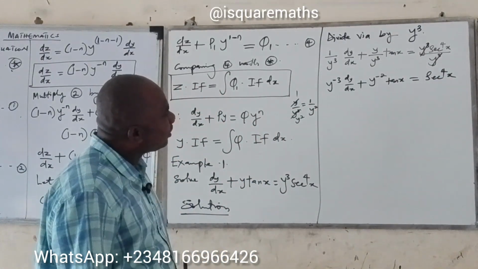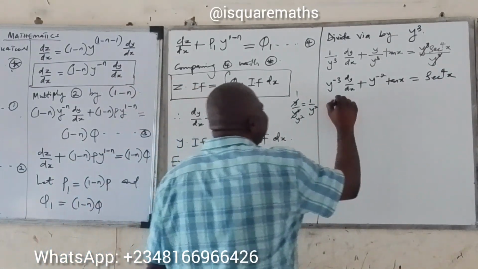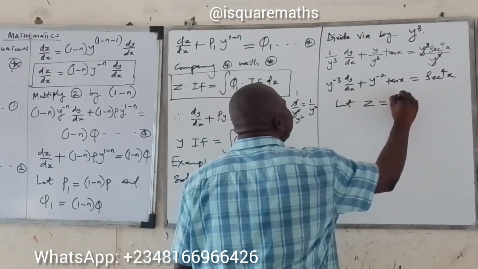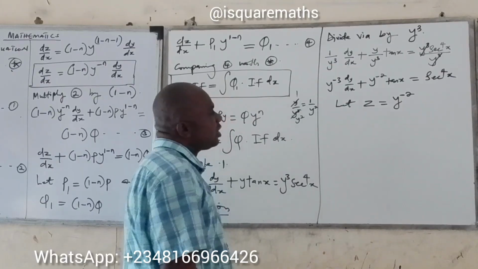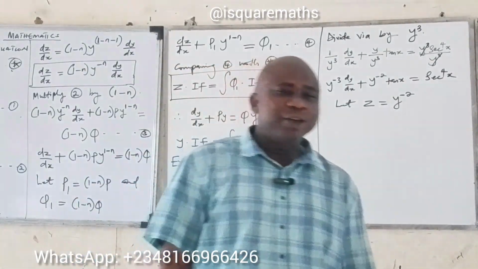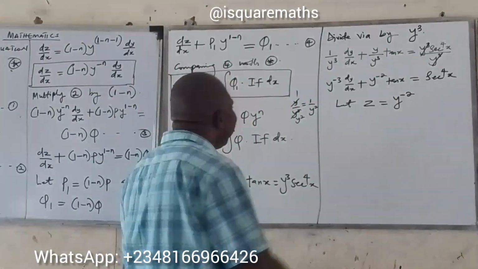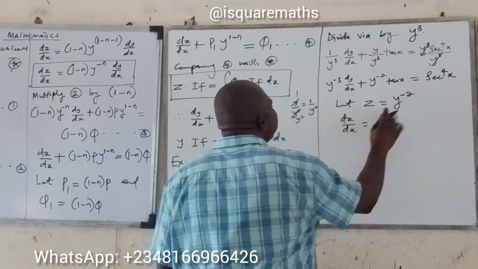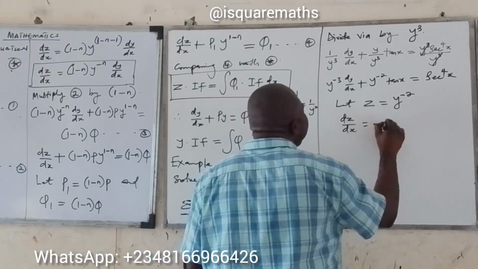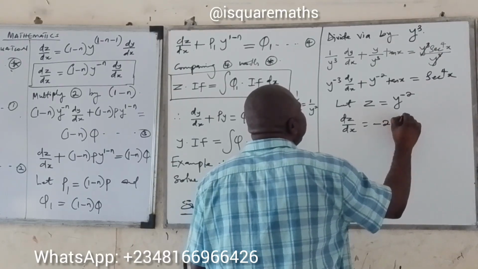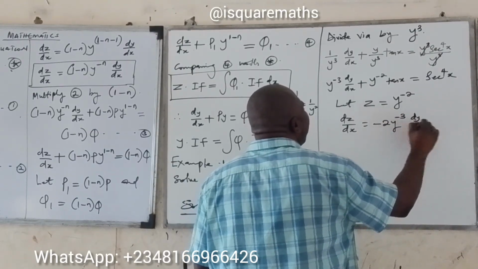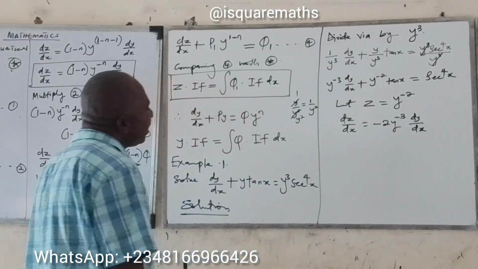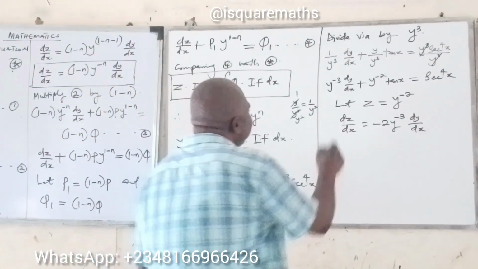So at this point, let z be equal to y raised to the power of minus 2. So dz/dx will be equal to, when you differentiate this, minus 2y raised to the power of minus 3, then dy/dx. Now, if you look at this, please, let's take note of this.